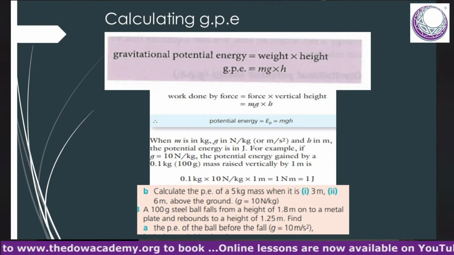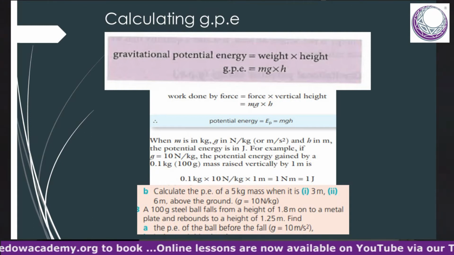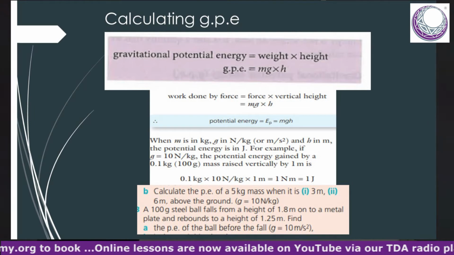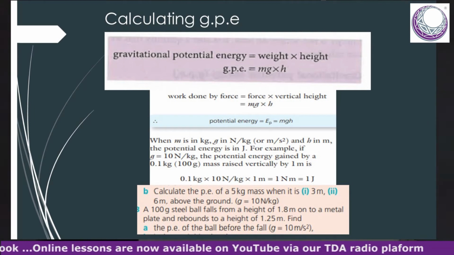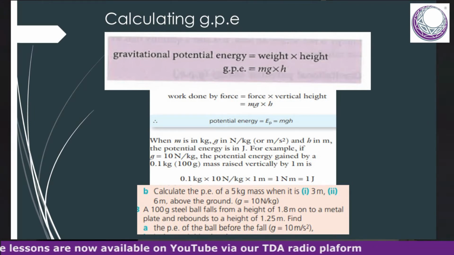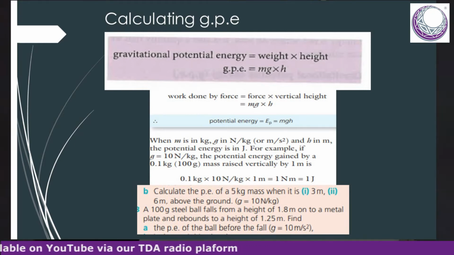GPE equals mg times h. If you follow your notes, your syllabus, we know that mg is the formula that we use to calculate weight. So that is the relationship there between GPE and bringing in weight in there, because mg is your weight. Our formula, GPE equals mgh.